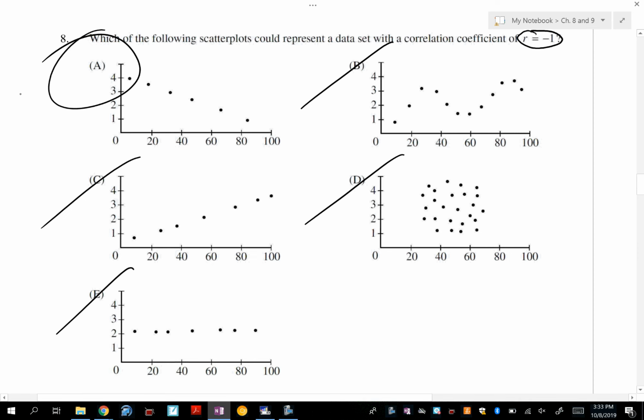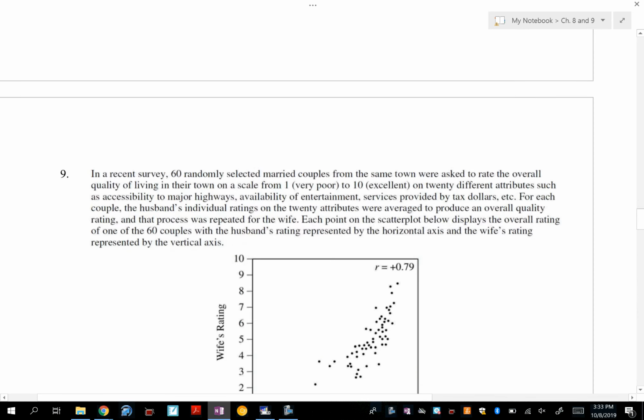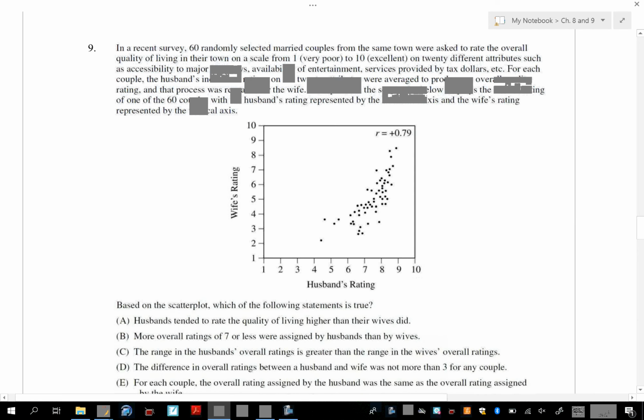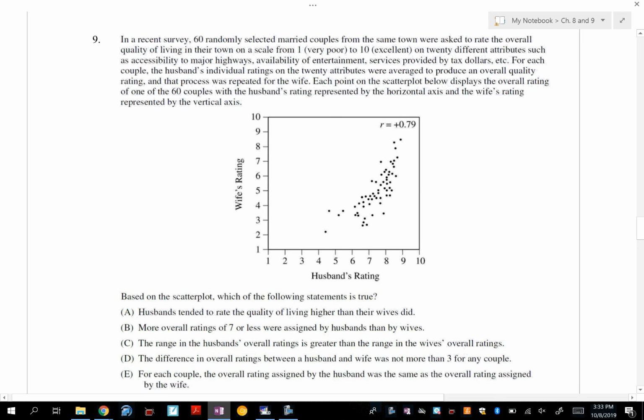30 minutes left in class. All right, let's go to number 9. This one was hard. Was this one hard? It was a lot of reading, right? Most students, when they see all those words, think, oh my gosh. Remember, I told you guys, stats is really just a reading course. Here we go.